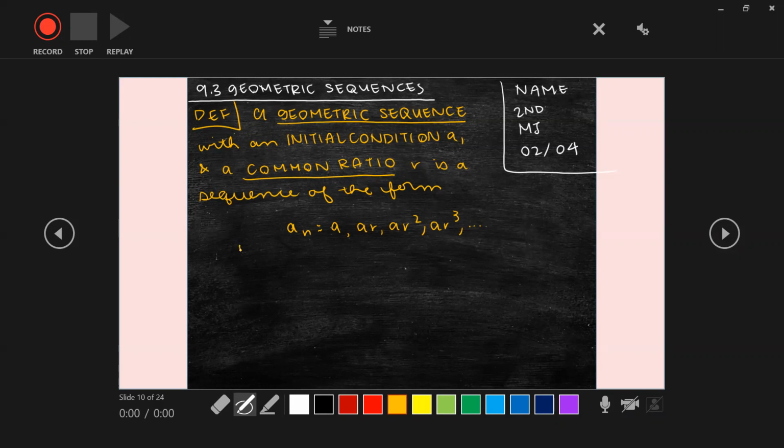So if you want to write that, it has two characteristics: it is going to have some sort of initial condition, and it is going to have your common ratio r.